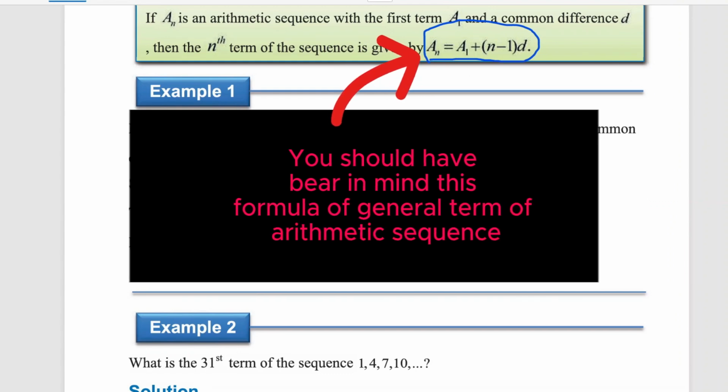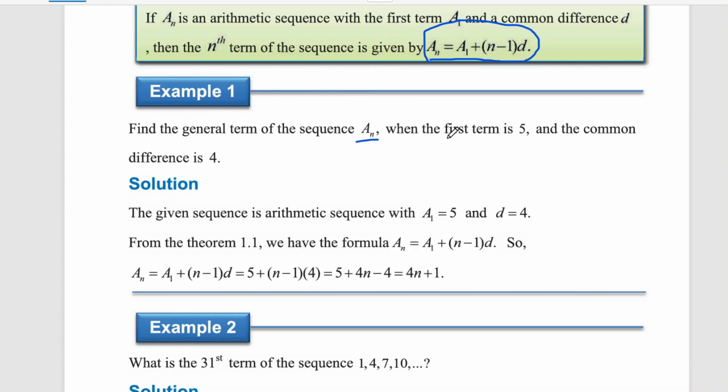Let's see example 1. Find the general term of the sequence AN when the first term A1 is 5 and the common difference D is 4. So general term barbaaduu dandeenya jechuudha. Formula kana keessatti substitute gochuudha. Bakka A1 5 bakka D 4 galchine AN in terms of N derive goonee teessuu dandeenya. So it is an easy task.